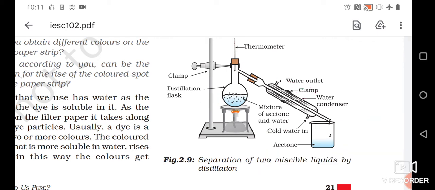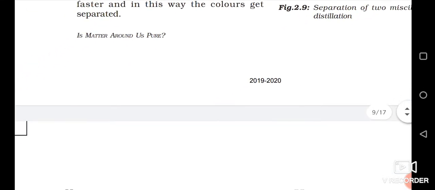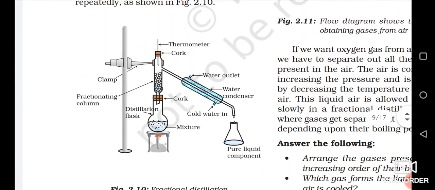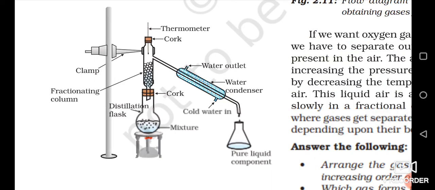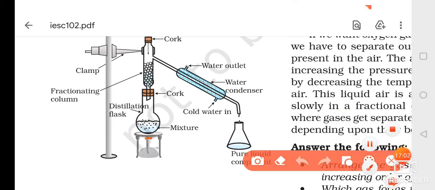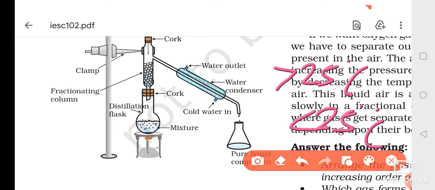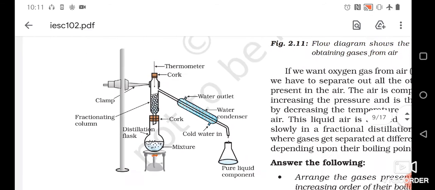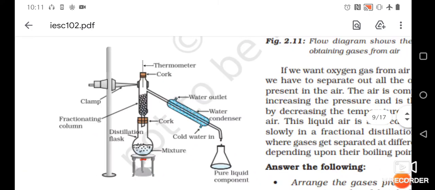Now just like distillation, we have another technique called fractional distillation. So what is fractional distillation? In distillation, I said we can use the technique to separate miscible liquids whose boiling point difference is greater than 25 degrees Celsius. But what about those liquids whose boiling point difference is less than 25 degrees Celsius? In those cases, we will use the technique of fractional distillation.